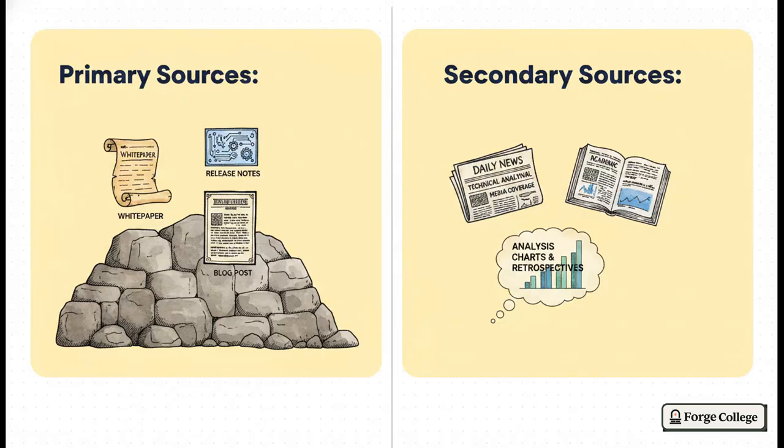Of course, every claim you make needs proof. And this is where your evidence comes in. It is absolutely crucial to know the difference between primary sources, the raw materials like the original white papers and official release notes, and secondary sources, which are the analyses and articles about those events. Your argument is always going to be stronger when it's built on a solid foundation of primary evidence.